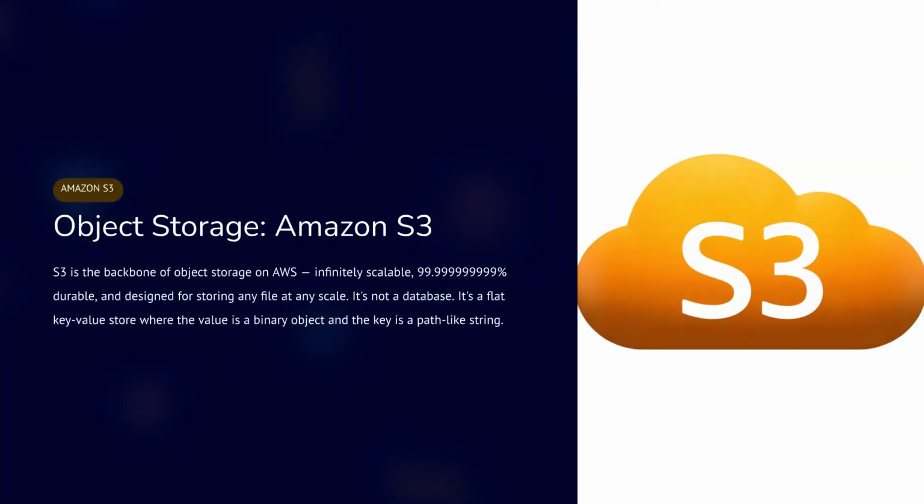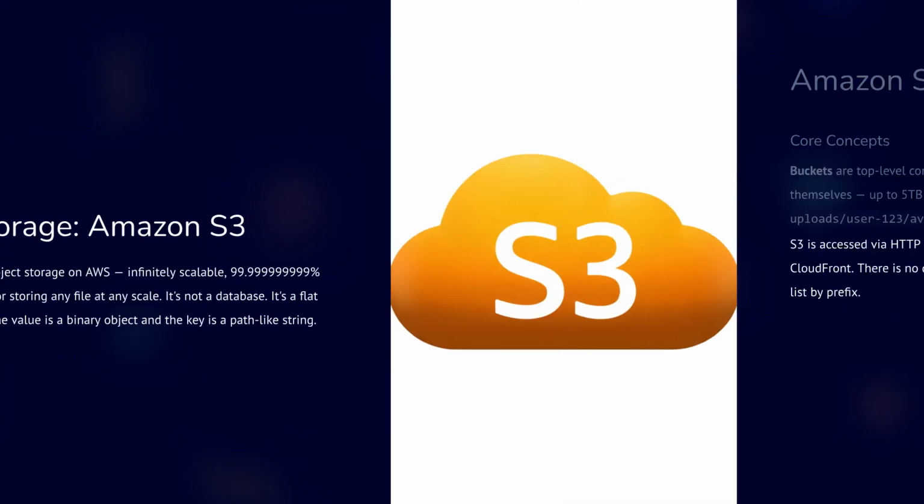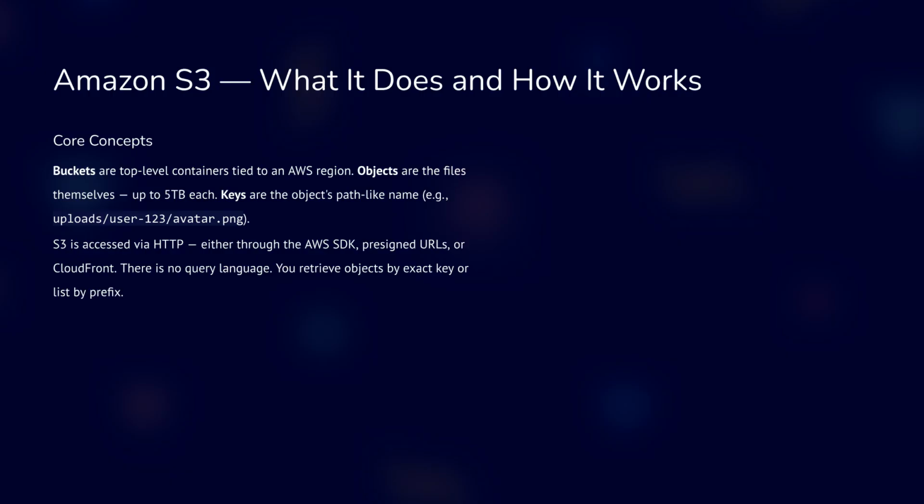Amazon S3 is the backbone of object storage on AWS. It is infinitely scalable, highly durable, and designed for storing any file at any scale. It is not a database, but a flat key-value store, where the value is a binary object, and the key is a path-like string. The core S3 concepts involve buckets as top-level containers, objects as files up to 5 terabytes, and keys as path-like names.